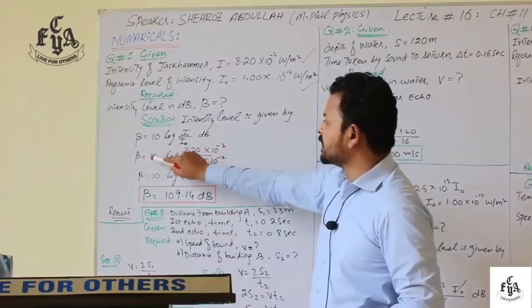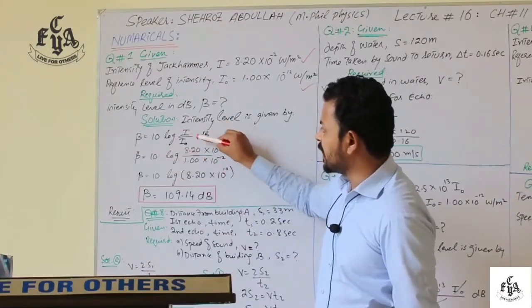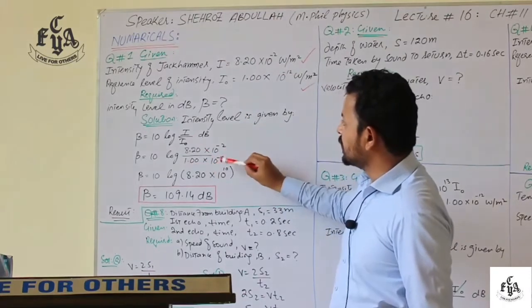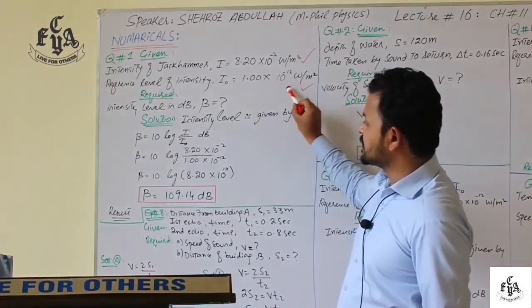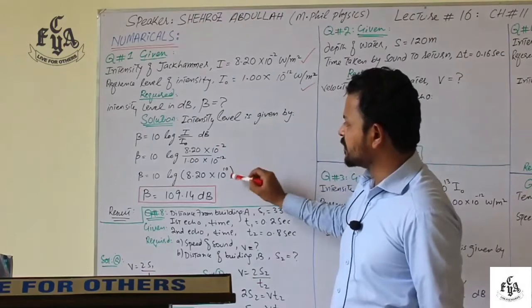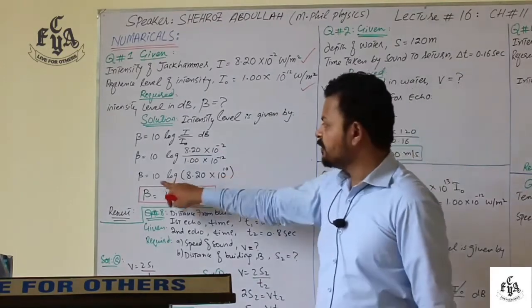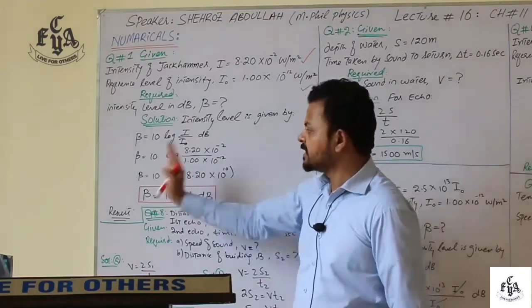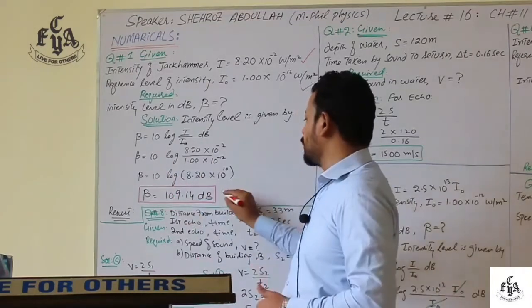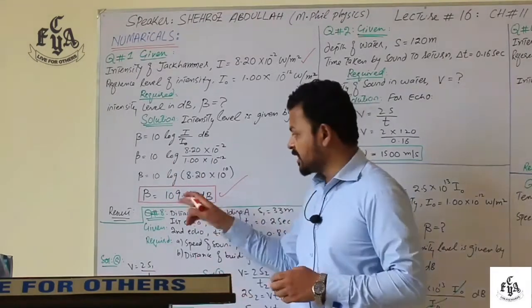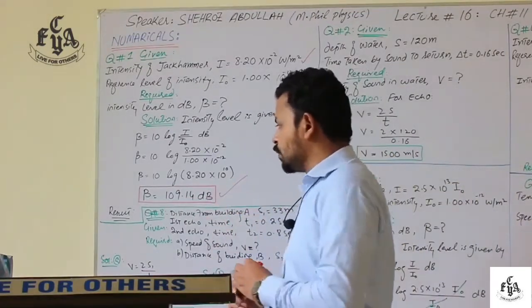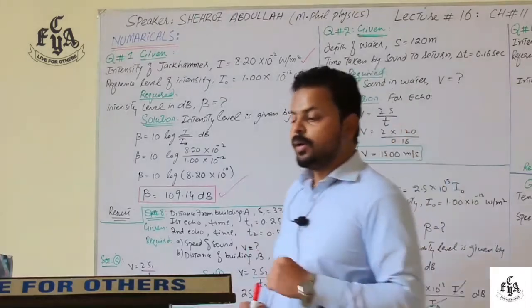Look, 10 will be as it is. Instead of I, I will put this value over here. Instead of I naught, I will put in the standard value. Just use a calculator and reach this result. 10 will be as it is. When you find the log of this term and multiply with 10, you are going to get this value. So beta is equal to 109.14 dBs. So this was about question number 1.